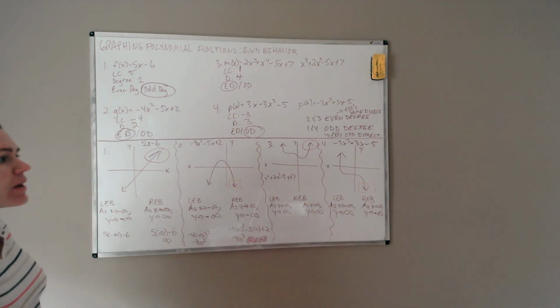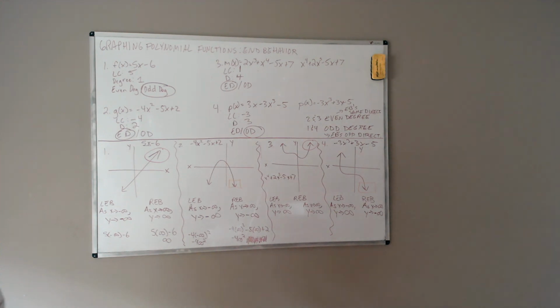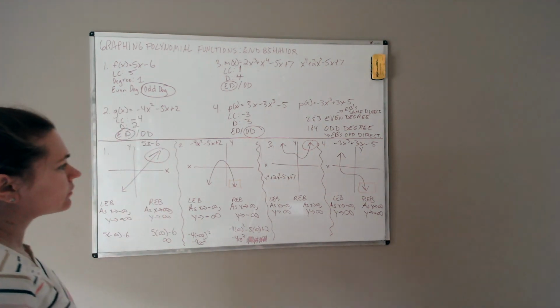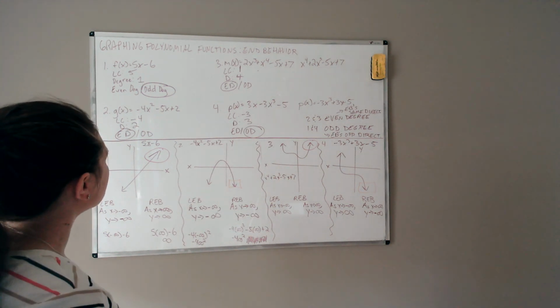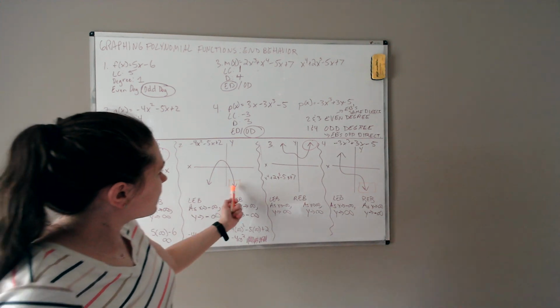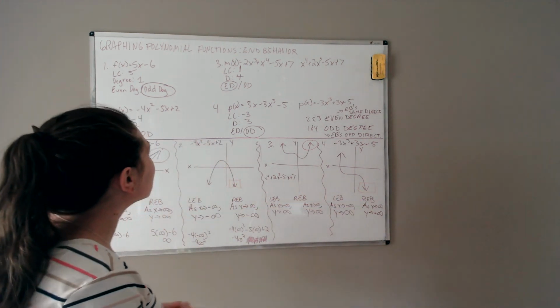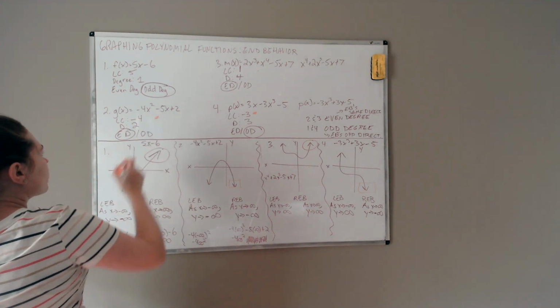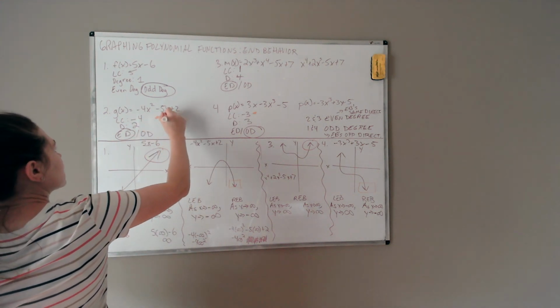What do you think is making the right end go down? Think about that for a minute. If you have to, pause the video, then play the video when you think you came up with a response. What's making the right end go down is the leading coefficient. If you look at numbers 2 and 4, your leading coefficient is negative.